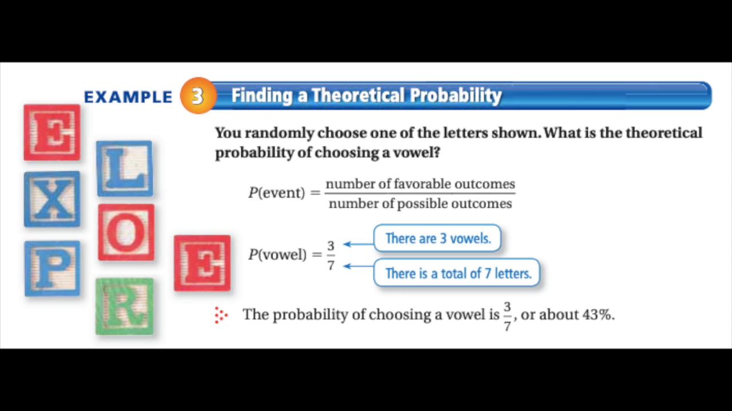So 3 out of the total number of letters available. So there's 2, 4, 6, 7. So it's 3 out of 7. The probability of choosing a vowel is 3/7 or about 43%.